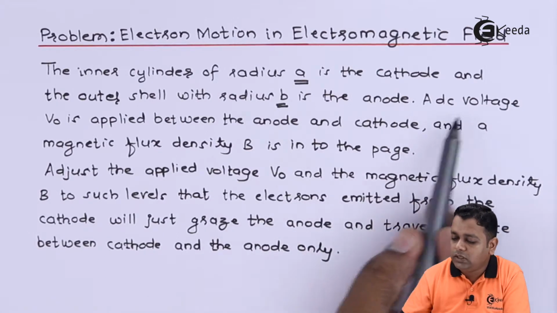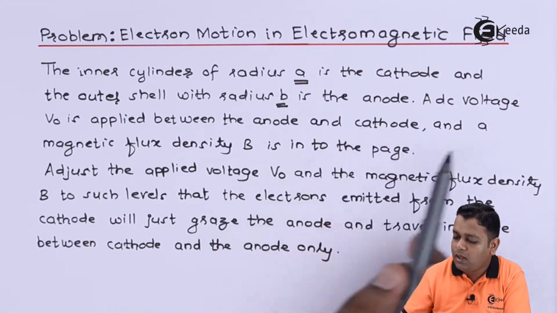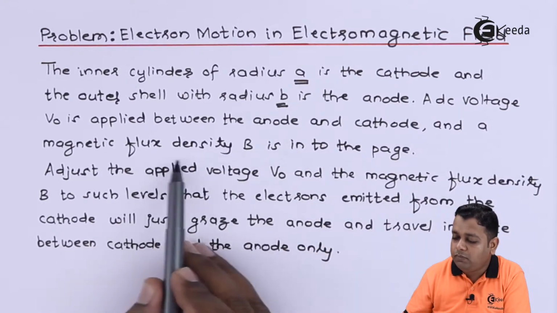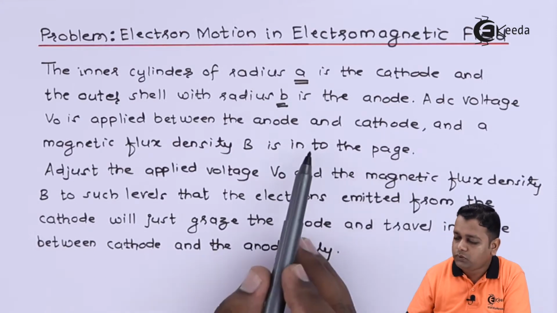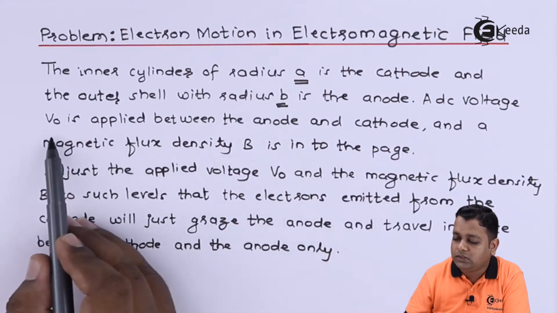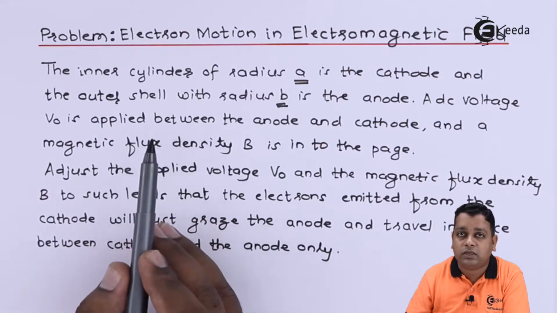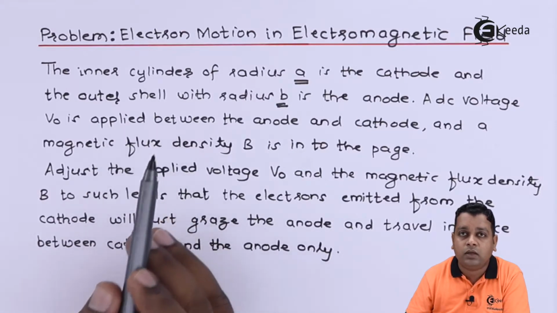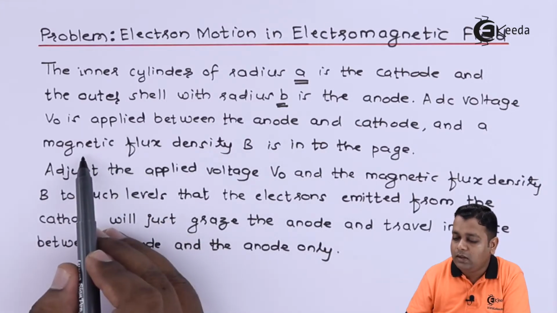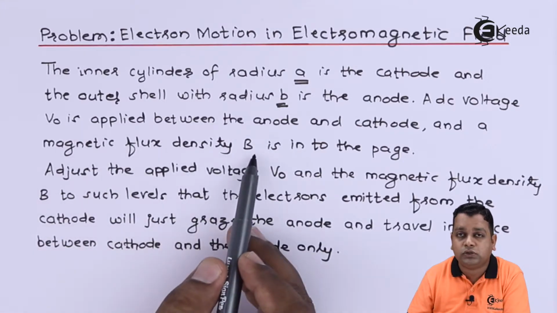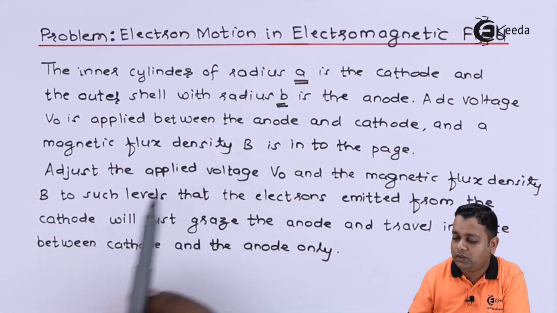A DC voltage V0 is applied between the anode and the cathode, and a magnetic flux density capital B is into the page. So you see here V0 is applied between the anode and cathode, so it will produce the electric field directed from the positive terminal to the negative terminal, and the magnetic flux density is also present into the page. For that purpose the diagram is of course given.